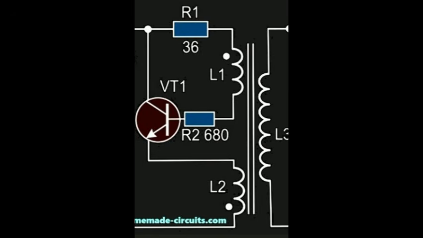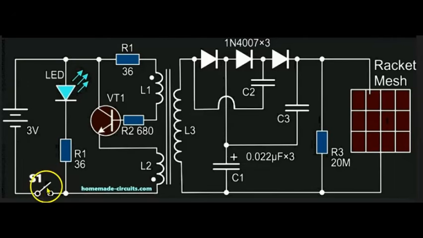This circuit works from a 3V battery supply and uses a transistor-based self-oscillating inverter to generate a high voltage for the racket mesh. Now referring to the circuit diagram on your screens, when the push switch S1 is pressed, the circuit becomes active. The LED lights up immediately showing that power is available to the circuit.